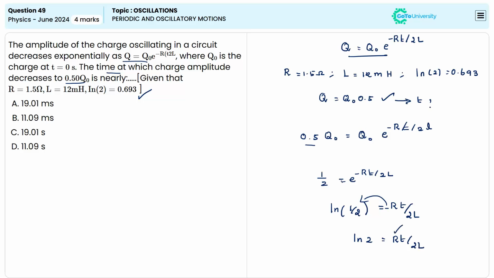We have a value of R and L, so we can rearrange the equation for T as T is equal to ln 2 times 2L divided by R. When we are applying all the values, we will get the time value of 11.09 millisecond. So the correct answer for this question is option B.